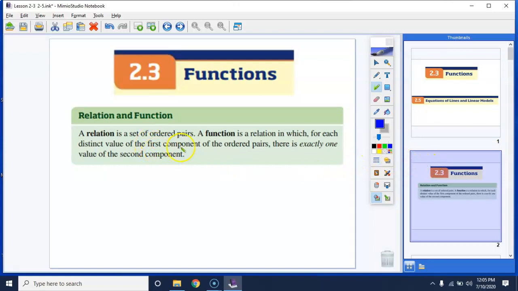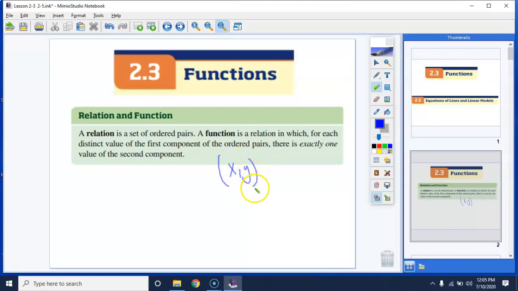A relation is a set of ordered pairs, but to be a function there's a certain criteria that those ordered pairs should meet. For each distinct value of the first component of the ordered pair, which consists of x and y, there should be exactly one value of the second component. So for each x value, there should be exactly one y value.